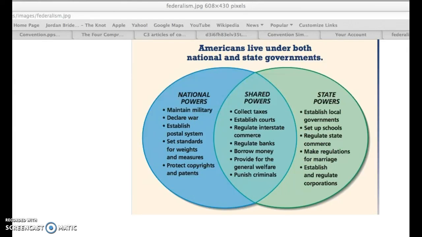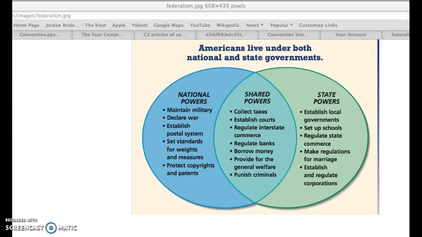protect copyrights and patents. And concurrent powers that they share are taxes, court systems, regulating commerce, which means trade, regulating bank laws, borrowing money, and providing for the general welfare of their people, the people living there. Also punishing criminals and laws like that.